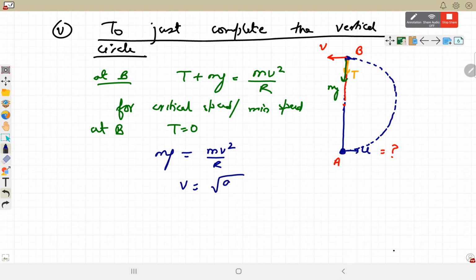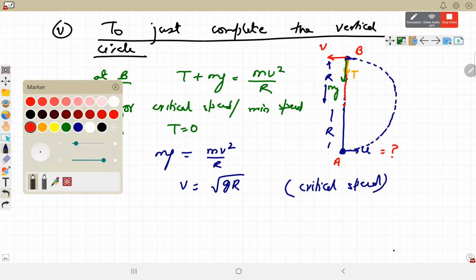V is equal to root gr. Now we got the speed at point B, then we can calculate at point A by using the energy conservation. If a particle is just completing the vertical circle, then the maximum height speed is also called the critical speed. If the speed becomes less than this, then it will fall like a projectile.